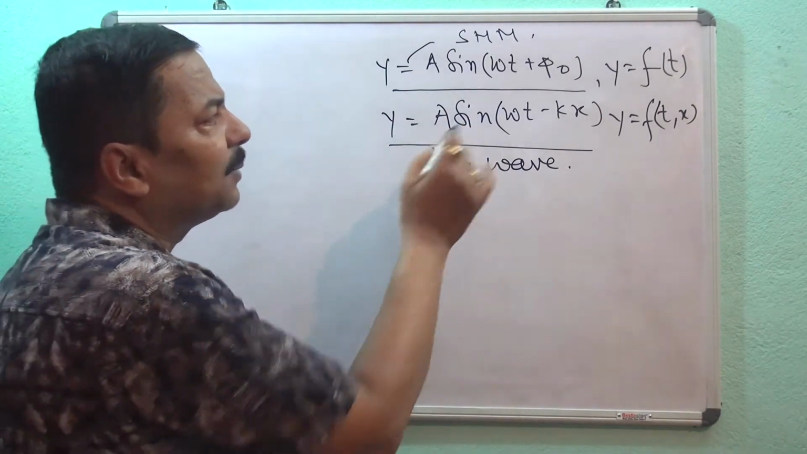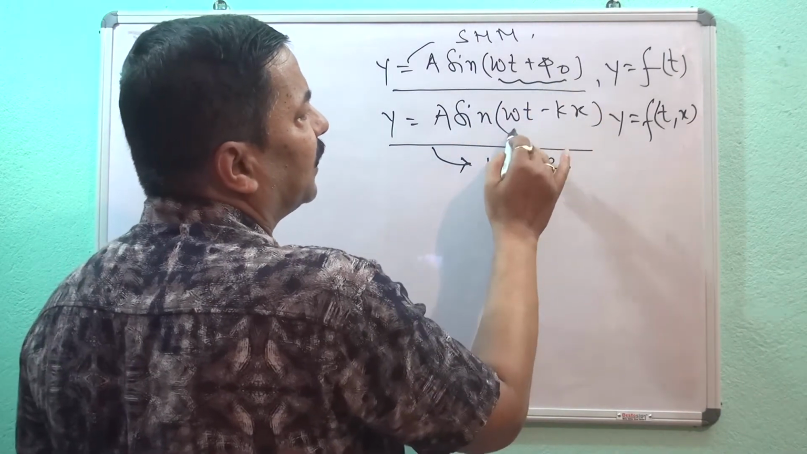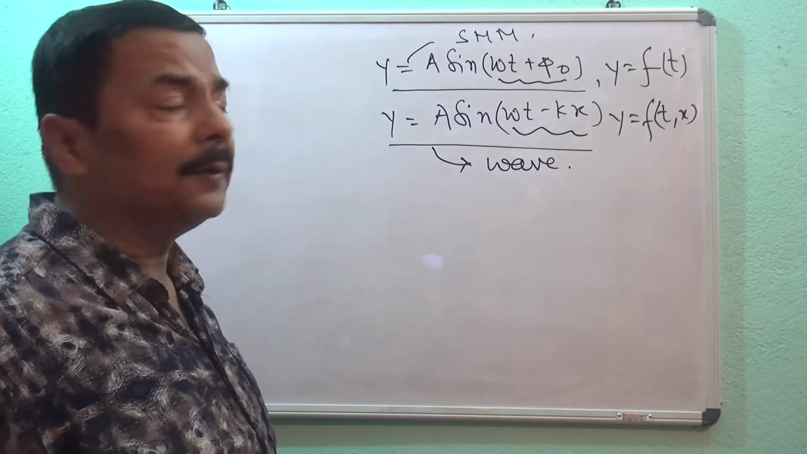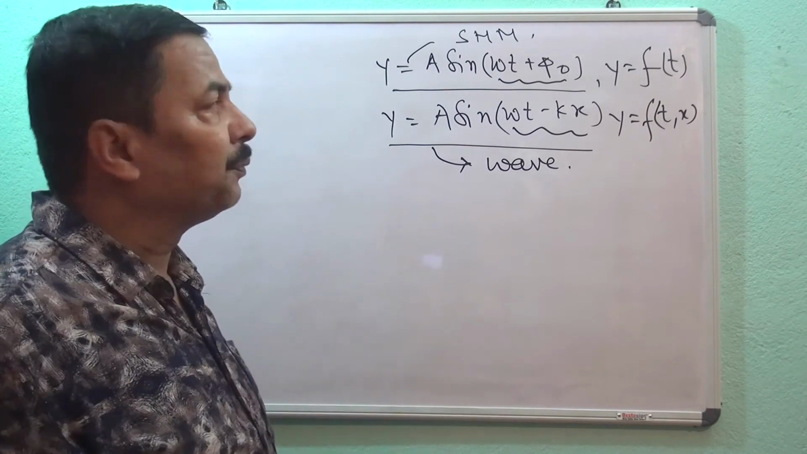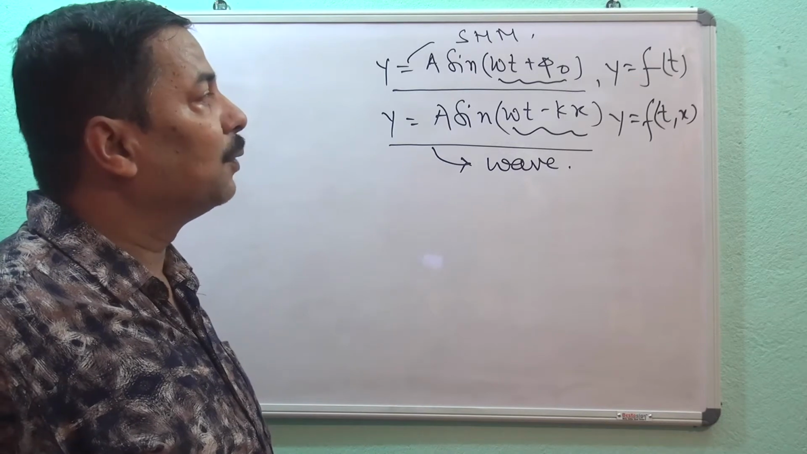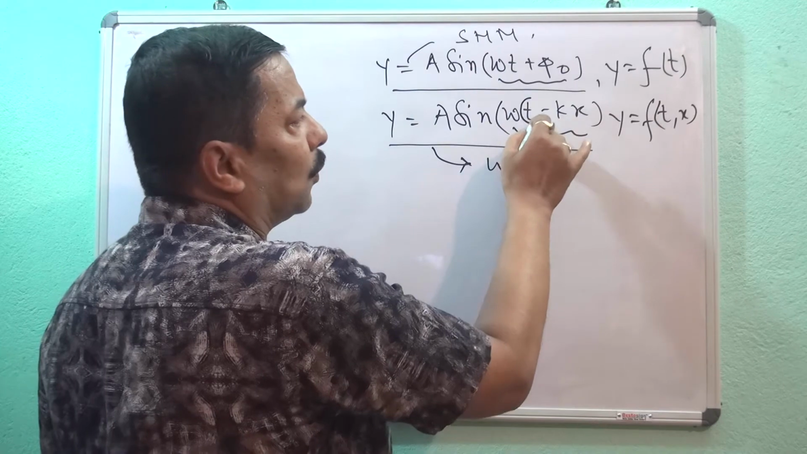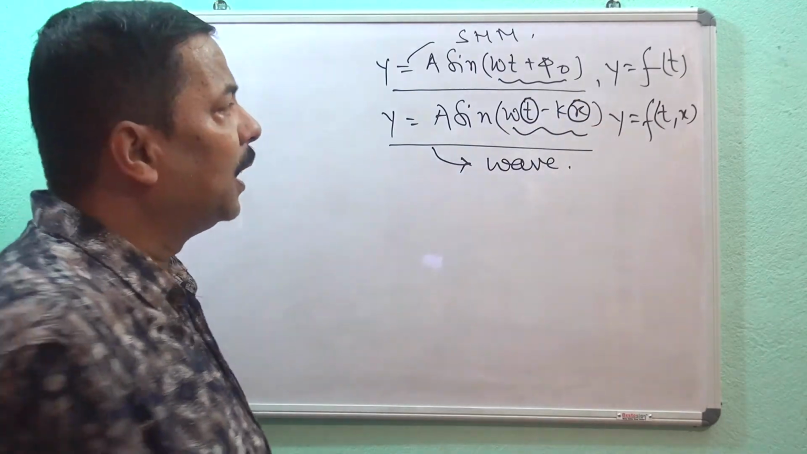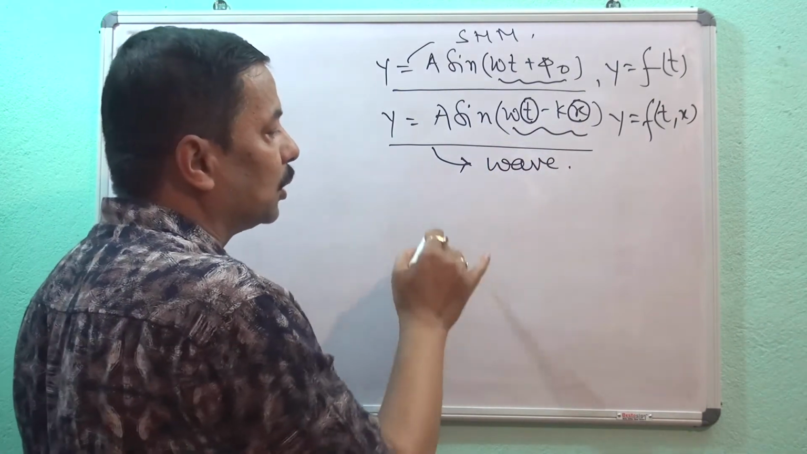You are finding some similarity. Here this term is representing the phase, and here this term is representing the phase. When I talk about the wave equation, I will explain each term. In the wave equation, two variables are there, one is t and one is x. That means the phase of this equation depends upon time, and also on x, meaning position, distance.